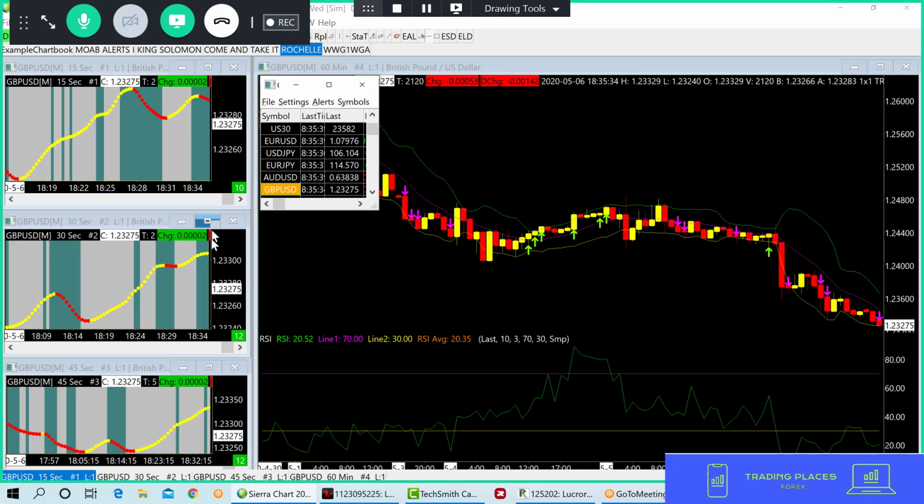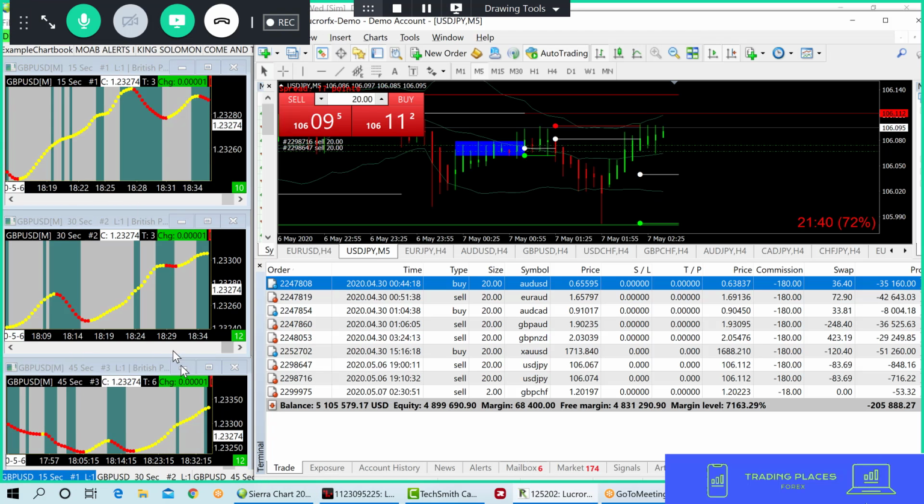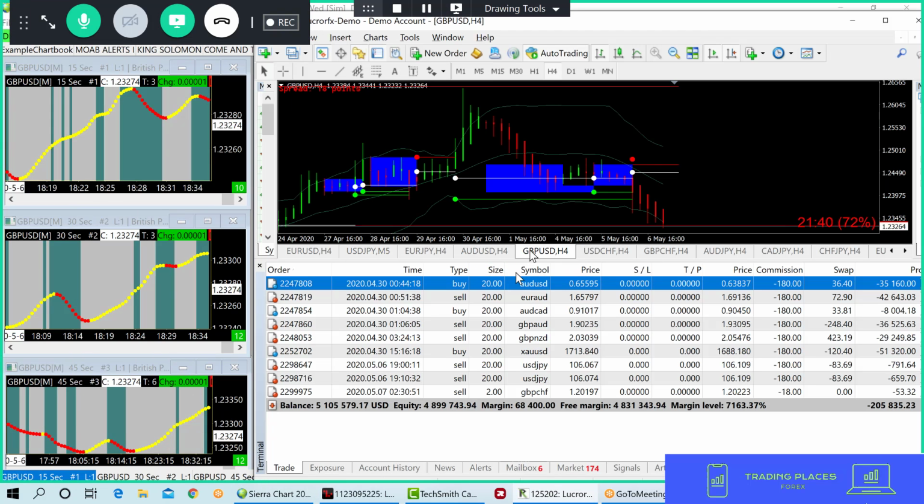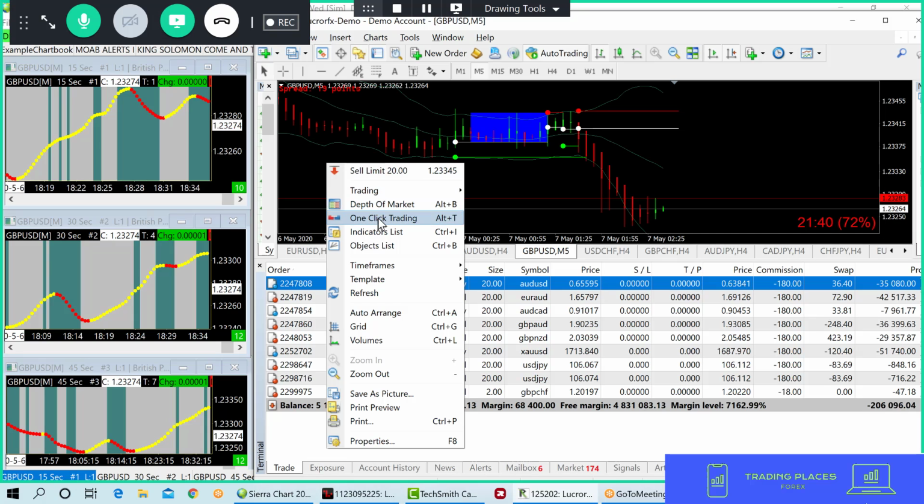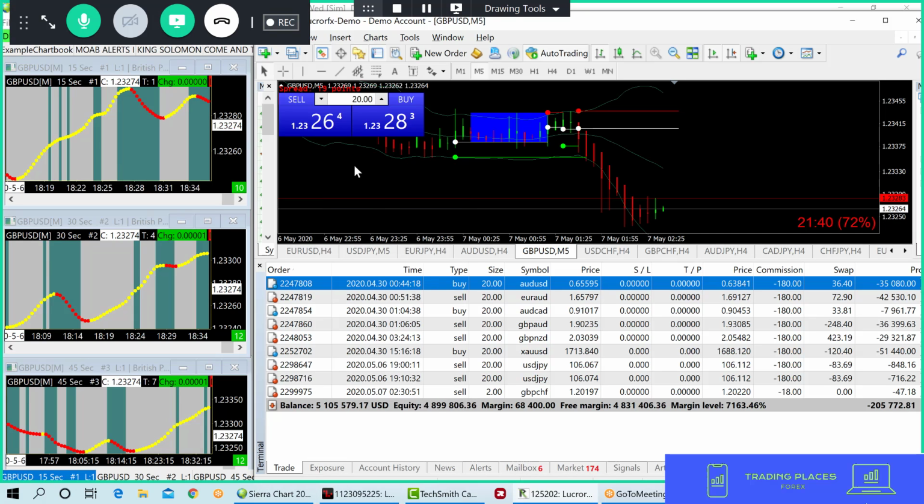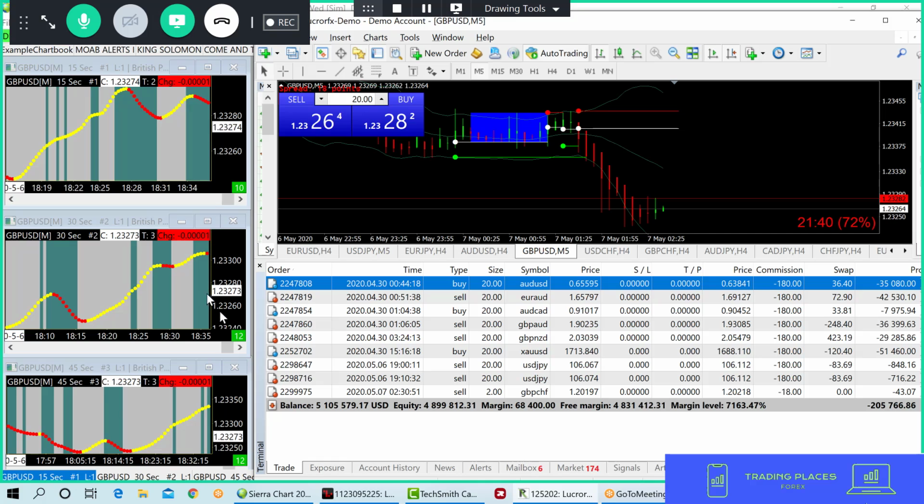Pound US dollar. This one is exactly a perfect setup. Look at that. It's under the rope, under the rope, under the rope. Let's look at it. Pound US dollar. When you're scalping, I like looking at the 5 minute. Look at that. The trend is down. And it looks like it wants to go short. Let's wait until it actually turns.